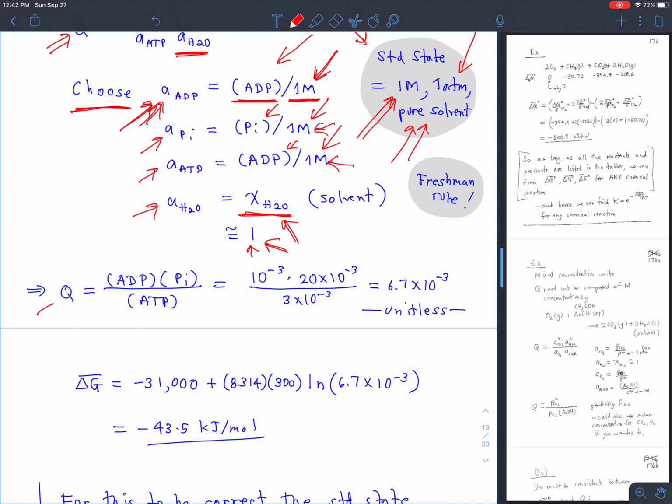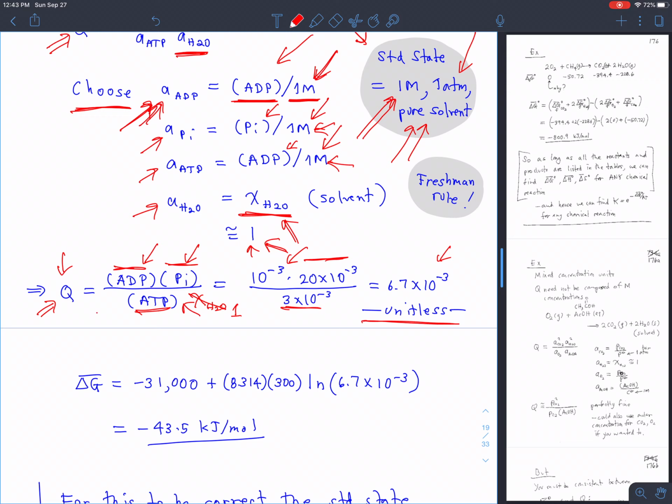In that case, our reaction quotient is the molar concentration of ADP, the molar concentration of pyrophosphate, the molar concentration of ATP, and there would be a mole fraction for water underneath here as well, but we're setting that equal to 1, and so it doesn't appear in our expressions. Now all we have to do is plug in values, 10 to the minus 3, 1 millimolar for this guy, 20 millimolar for this guy, 3 millimolar for that guy, and that gives us 6.7 times 10 to the minus 3, a unitless quantity, for the reaction quotient.